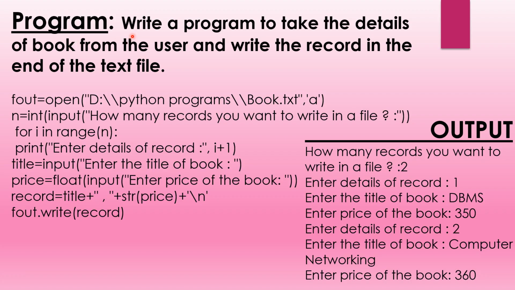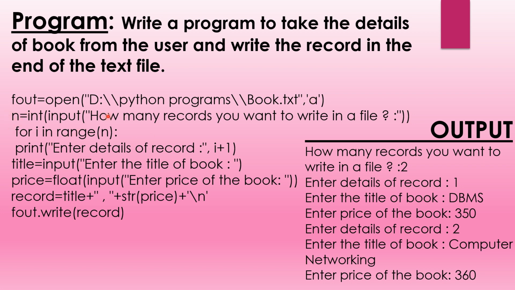Now the next program. Write a program to take the details of a book from the user and write the record at the end of the text file. That means we have to take the data from the user and add that data to the end of the file. So here we are opening the file to which we have to add data at the end. The file name is book.txt, and here we are using append to add. Since append is used to add at the end of the file, now here we are using n.